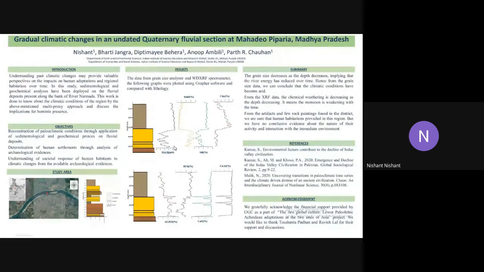From the Acheulean artifacts found along the bank of the river and a few rock paintings in that district, we are sure that human habitation was there in that region, but we have no evidence about the nature of their activity or how they interacted with the environment. For that we are doing pollen analysis, from which we will know about the vegetation and the environmental conditions at that time. Thank you.